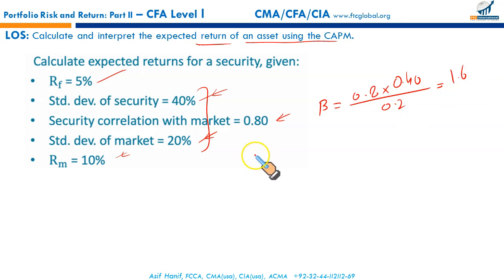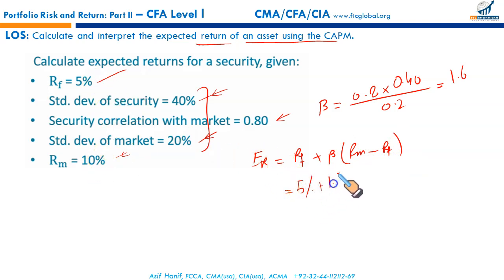Now apply CAPM. Expected return is equal to the risk-free rate plus beta times the return on the market minus the risk-free rate. So plug in the numbers: risk-free rate being 5%, beta 1.6, return on the market 10%, and the risk-free rate is 5%. If you do the simplification, the expected return is 13%. So the computation is fairly straightforward.